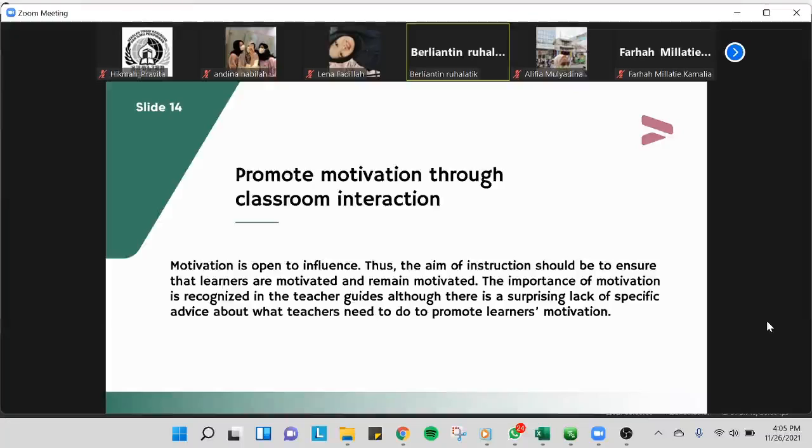Promote motivation through classroom interaction. Motivation is open to influence. Thus, the aim of instruction should be to ensure that learners are motivated and remain motivated. The importance of motivation is recognized in teacher guides, although there is a surprising lack of specific advice about what teachers need to do to promote learners' motivation.